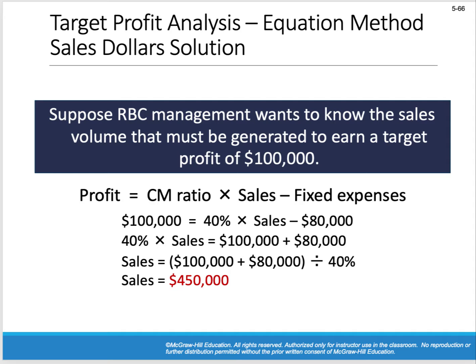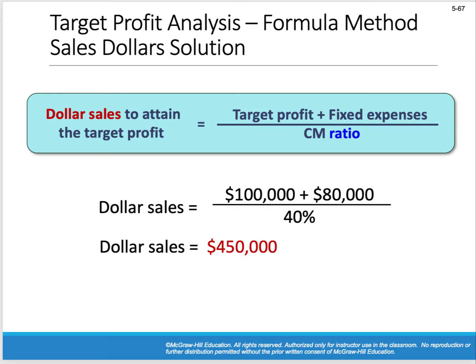Same example here, right? We're still trying to figure out what that profit is. So we know we want a profit of $100,000. We know our CM ratio is 40%. Here we do not know what our sales volume is. That's what we're trying to figure out. That's our unknown, okay? And we see that in sales dollars, we have to have sales volume of $450,000 in order to achieve that target profit of $100,000, okay?